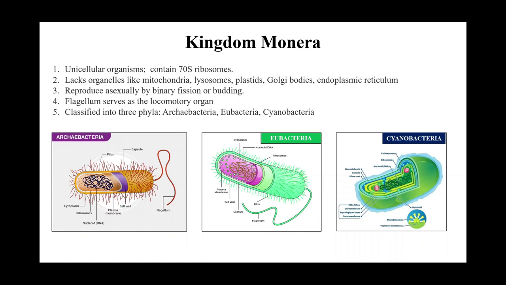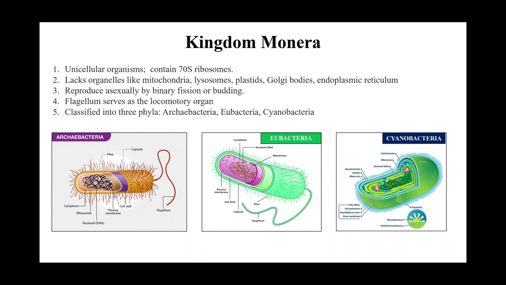So Monera are unicellular organisms. They consist of 70S ribosomes. They don't have well-defined organelles like mitochondria, lysosomes, or plastids. As I mentioned, they reproduce, and they do it asexually: by binary fission, which is splitting up into two, and budding, which involves the formation of a bud, an outgrowth, and that outgrowth splits off and forms a new organism.